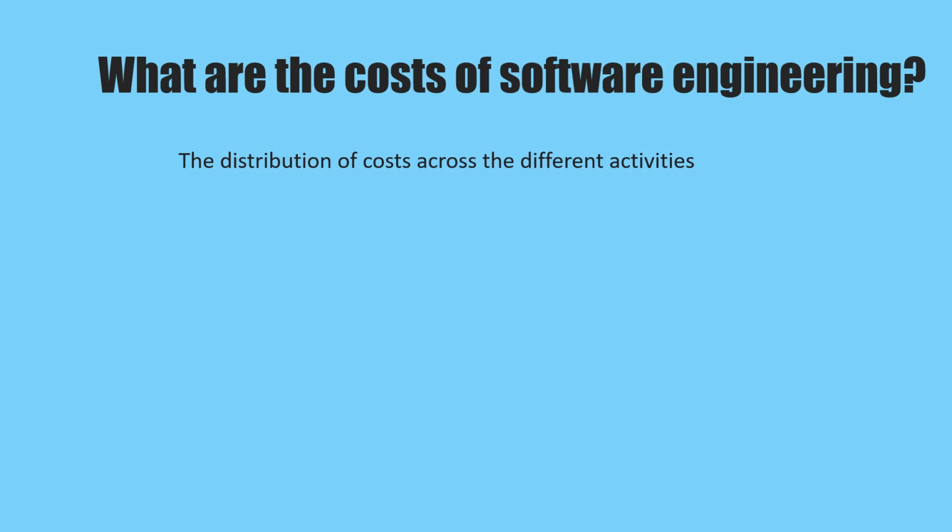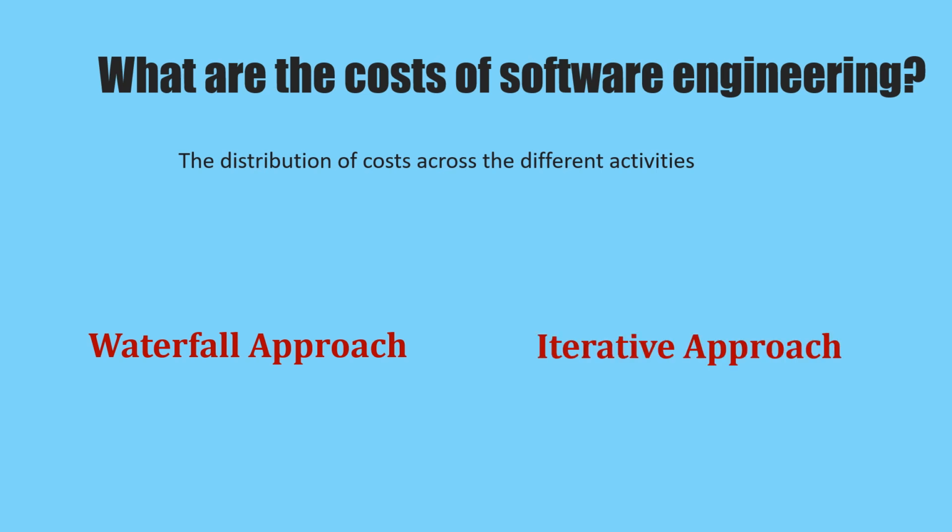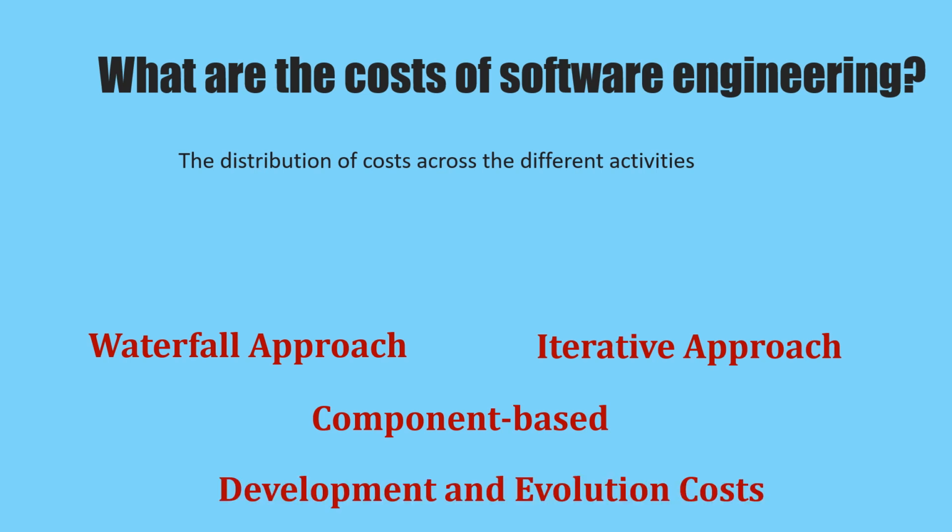What are the costs of software engineering? There is no simple answer to this question, as the distribution of costs across the different activities in the software process depends on the process used and the type of software that is being developed. These are the waterfall approach, iterative approach, component based approach, and development and evolution cost.